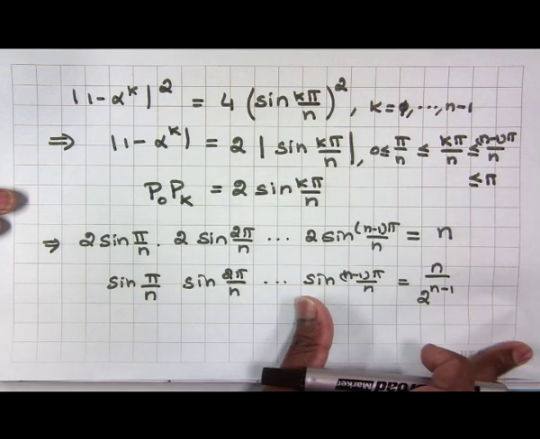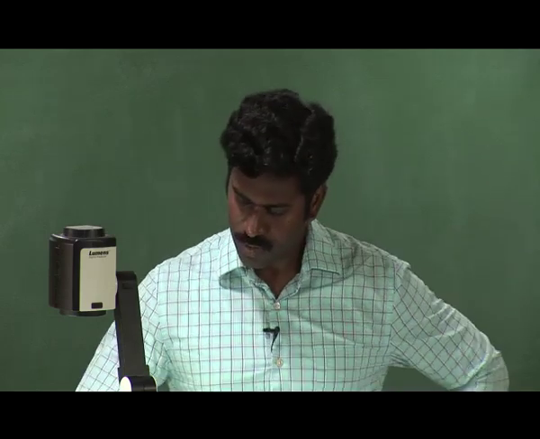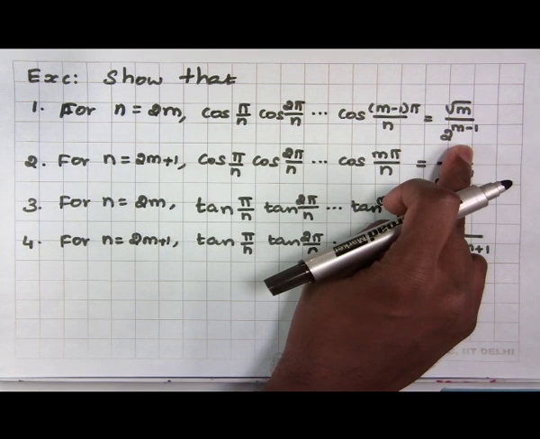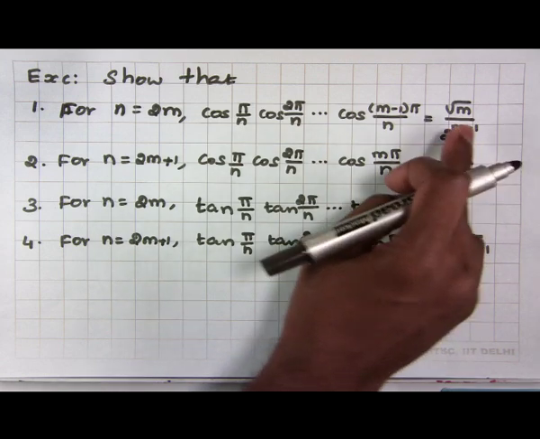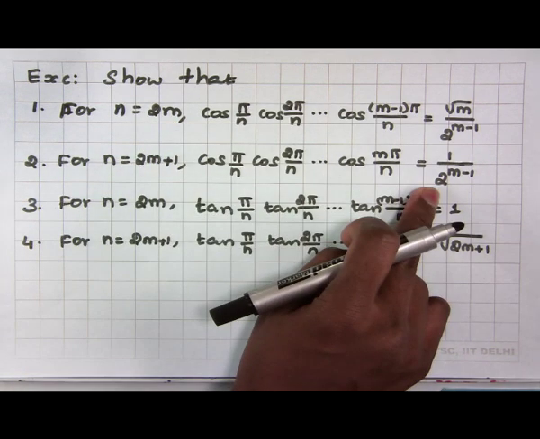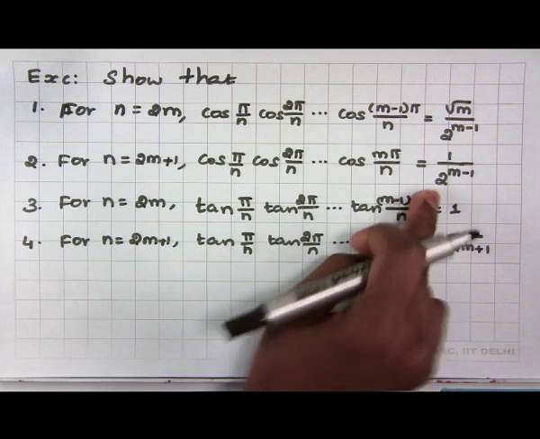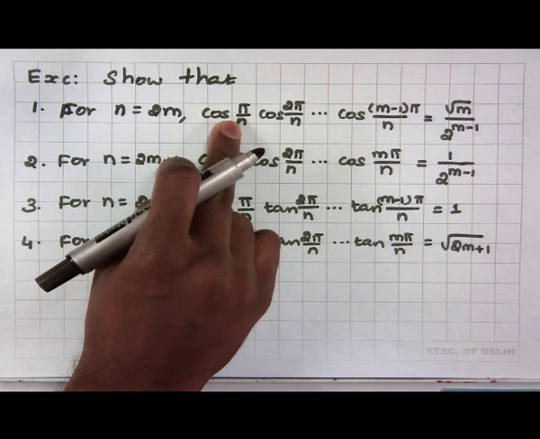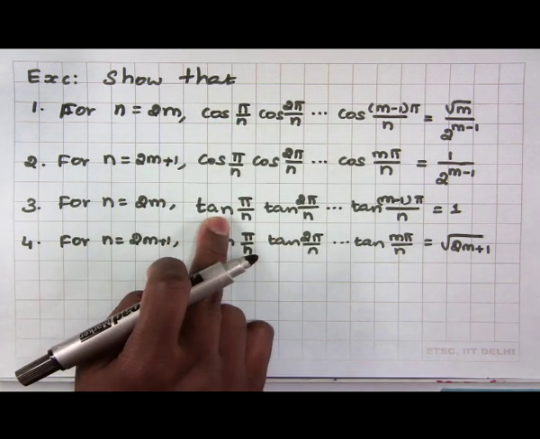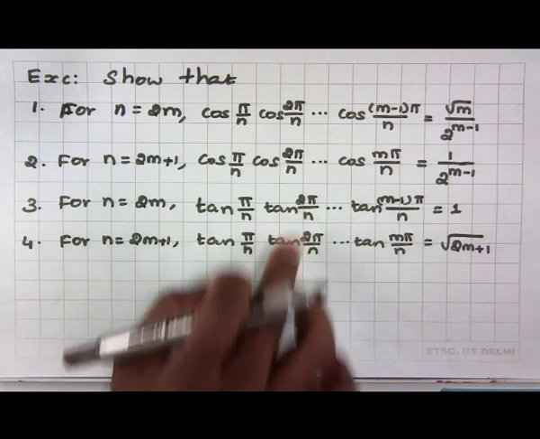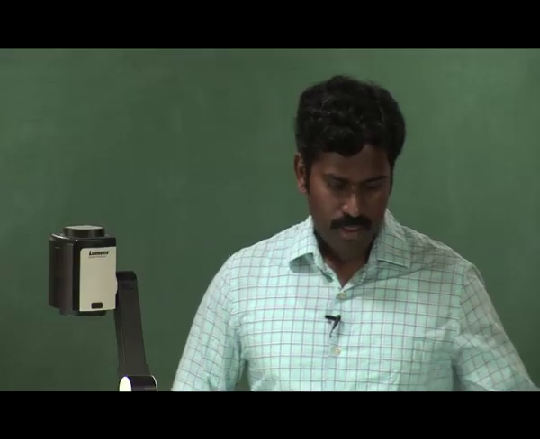Using this hint, you can show that the product term here involving cosine gives this value where n is an even number; if n is odd you get this expression. Combining the sine and cosine identities, you can derive the identity involving the tangent term. Okay, so I leave the proof as an exercise.